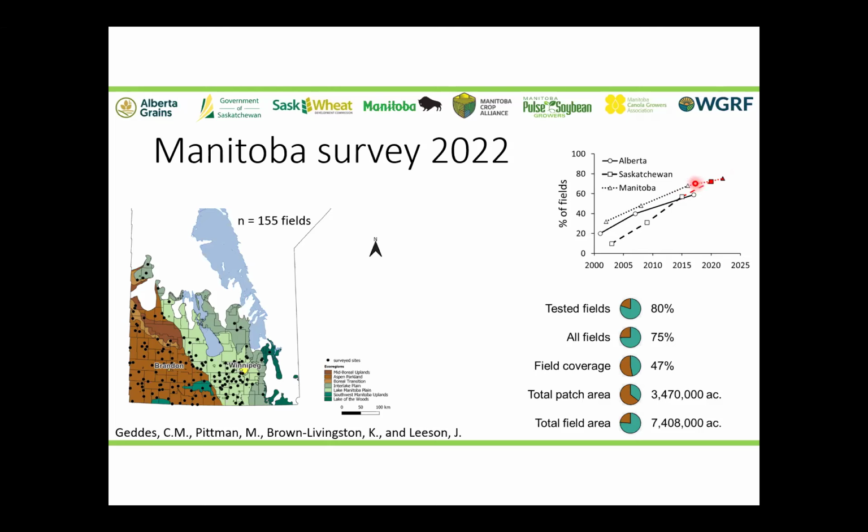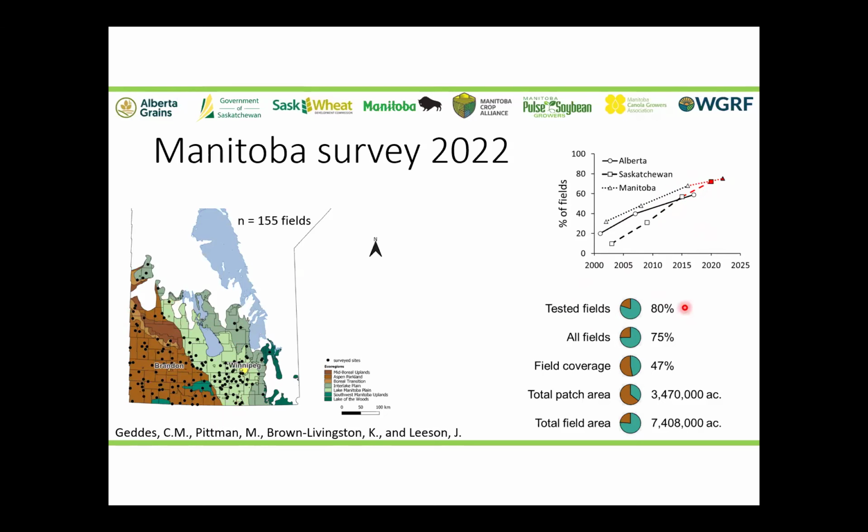And you can see Manitoba is this top line here. For some reason, we've always had a little bit more herbicide resistance than the other 2 prairie provinces, and we have tapered off a little bit. Saskatchewan and Alberta, though, have almost caught up to us now. Of the 155 fields, you can see them all over here. All these black dots are where we were testing the fields that we actually found the weed seeds in.